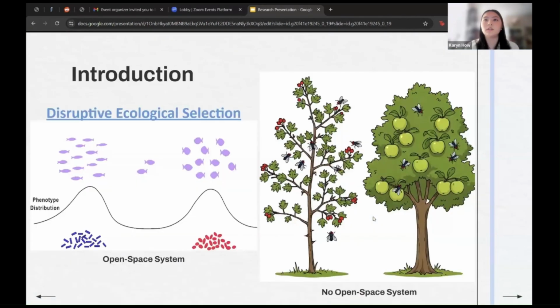So to give you a brief introduction on how we began this project, we investigated habitat preference barriers in 2 spatial configurations based on existing examples of sympatric speciation. The first one, the open space system, is based on a population of cichlid fish which underwent sympatric speciation in the open lake. And our second one, the no open space system, is configured based on the hawthorn and apple maggot flies example that speciated over time.